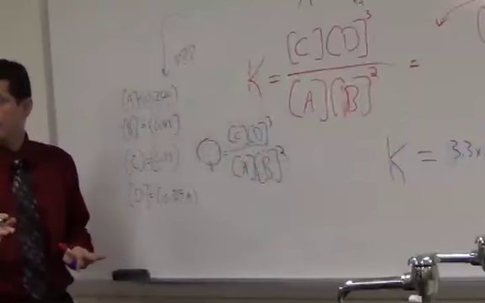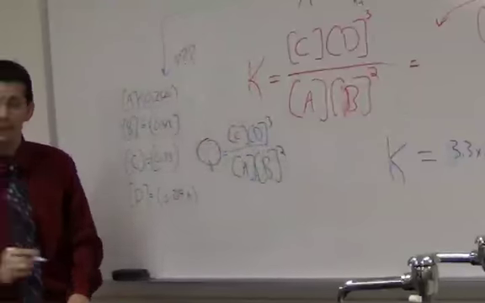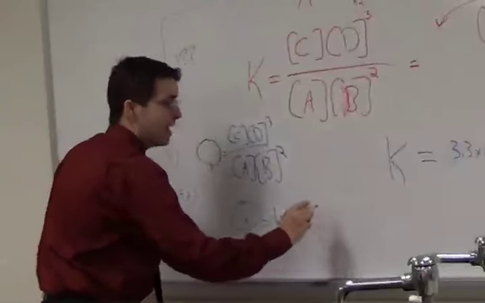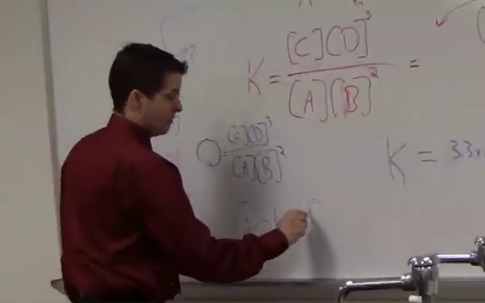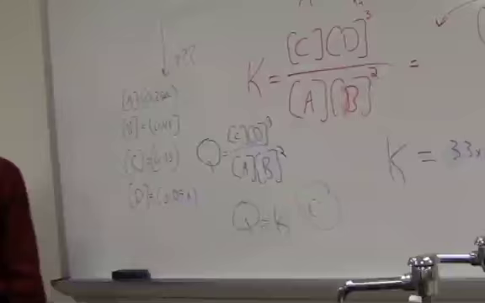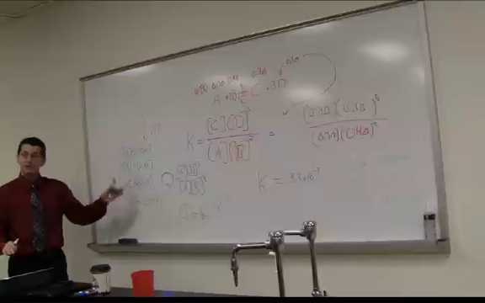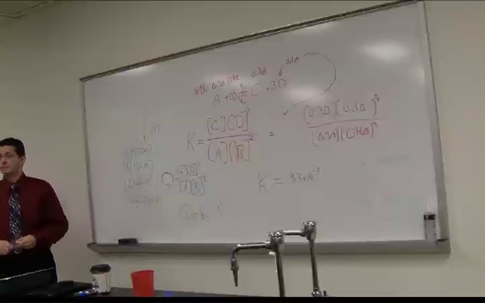If Q equals K, then yay, we're at equilibrium. All right, everybody's happy. So, plug the values in and see if we're at equilibrium.